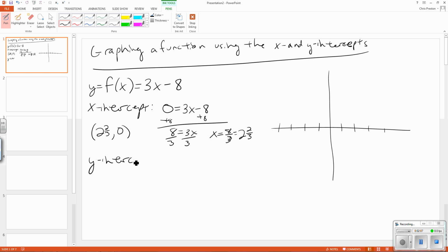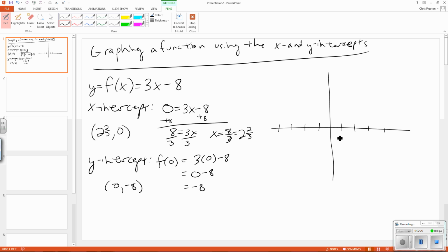Y-intercept. What I'm going to do is plug in 0 for x. So what happens when I do that? I get 3 times 0, which is 0, minus 8, which is negative 8. So when x is 0, y is negative 8.